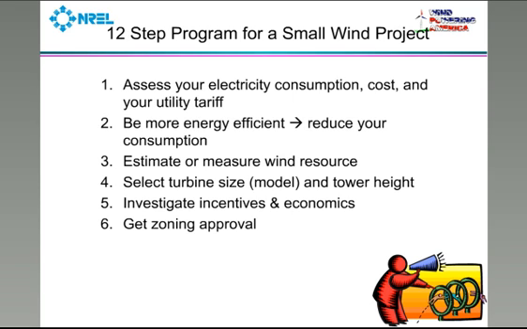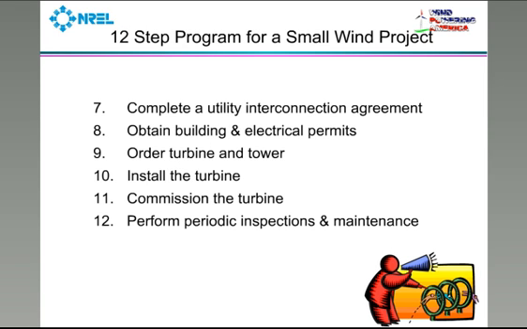Investigate the incentives and the economics. Get zoning approval if you need it. You'll need to complete an interconnection agreement with the utility, and that basically has two parts. One is a technical part that lists the technical requirements of the equipment that you'll be hooking up to the grid, so a lot of safety equipment mostly. And then the other part tells who pays how much for the energy that's flowing back and forth.